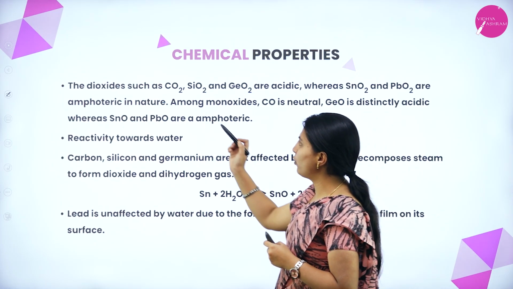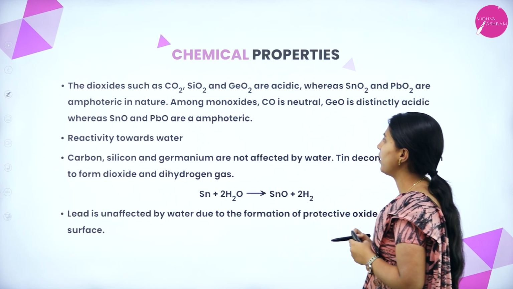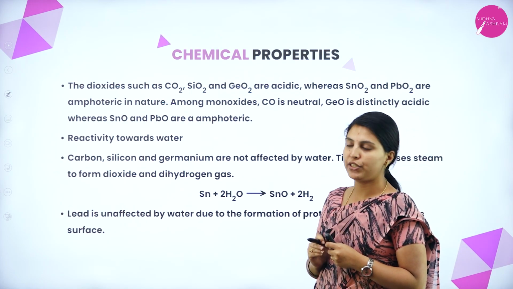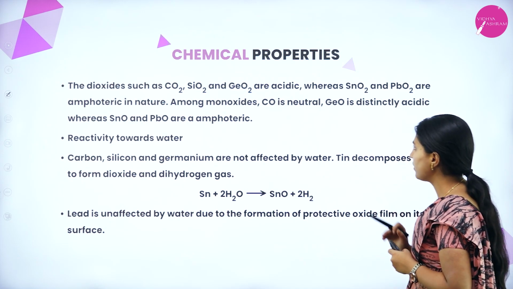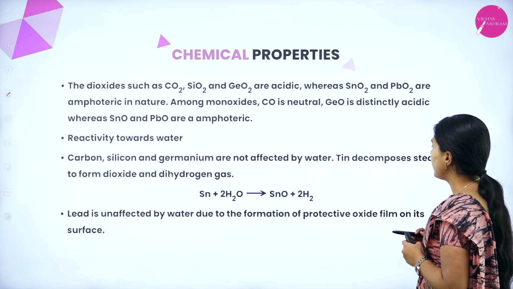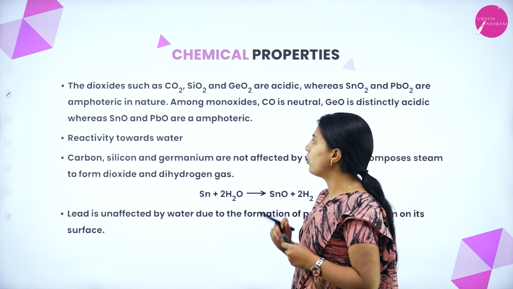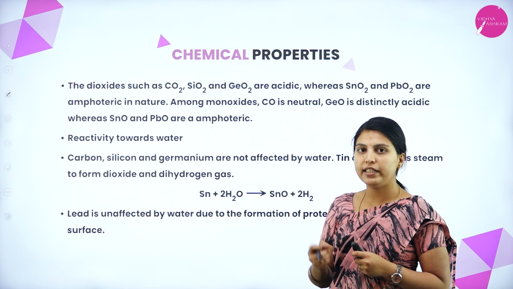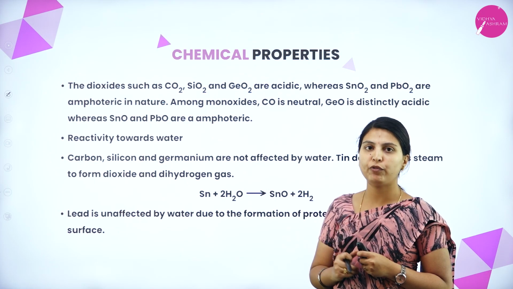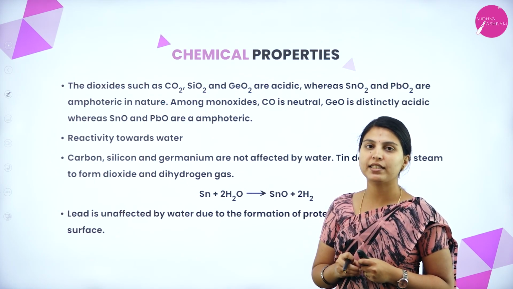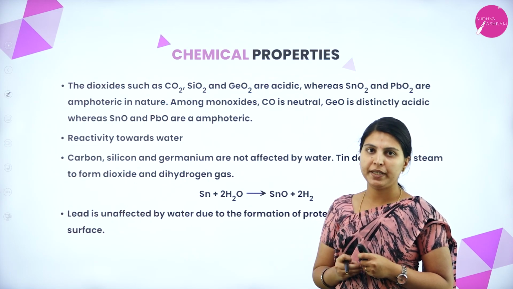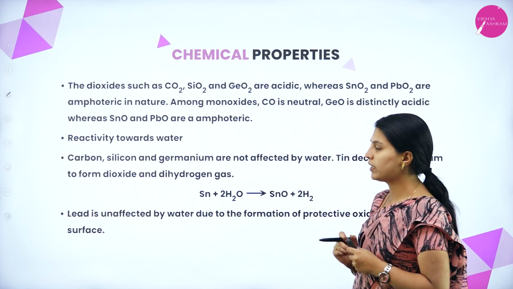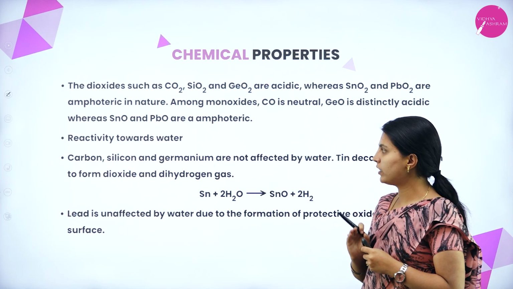The dioxides such as CO2, that is carbon dioxide, silicon dioxide and germanium dioxide are acidic, whereas tin dioxide and lead dioxide are amphoteric in nature. Among monoxides, carbon monoxide is neutral, germanium monoxide is distinctly acidic, whereas tin oxide and lead oxide are amphoteric. Here you have to observe that tin oxide and tin dioxide, lead oxide and lead dioxide are completely amphoteric in nature, which means they have both acidic and basic characteristics. But carbon dioxide, silicon dioxide and germanium dioxide are acidic in nature, and the monoxides are also acidic in nature.